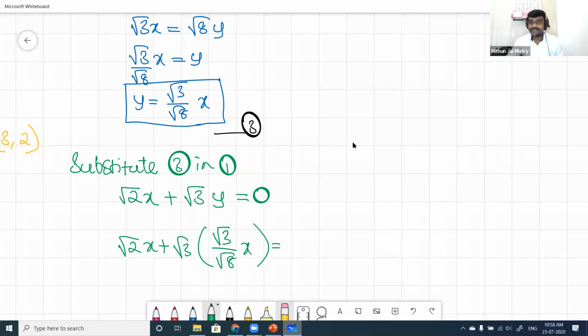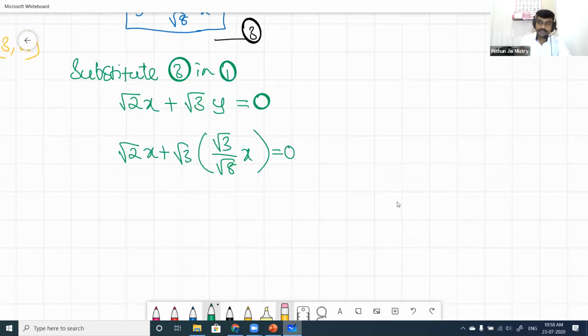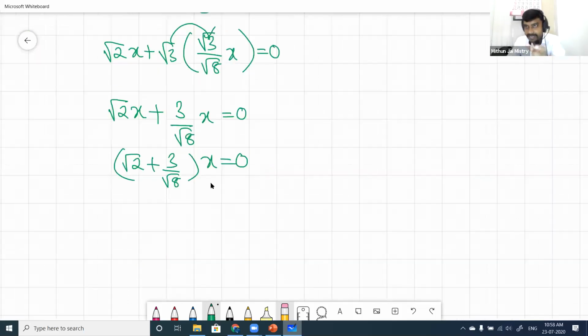Now what are we going to get first? We are going to get 0 first. Till this time, in the previous two questions we got y. So here it will become root 2x plus root 3 into root 3, which is 3 by root 8 x, is equal to 0. You can take x as common. Inside you will get root 2 plus 3 by root 8, into x, is equal to 0.